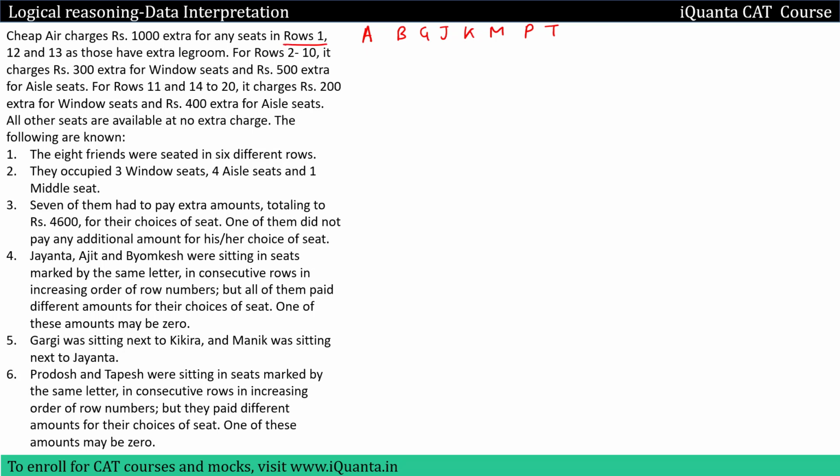So for row 1, 12, 13 extra legroom and 1000 extra rupees. So I'll be noting down in increasing order. Like for row 1, there is 1000 extra, okay. Then if we talk about row 2 to 10, it charges ₹300 extra for window seats and 500 extra for aisle seats. So let me write down over here row 2 to row 10. What is the charge? 300 for window seats and 500 extra for aisle seats.